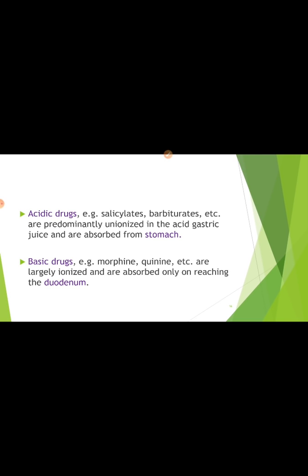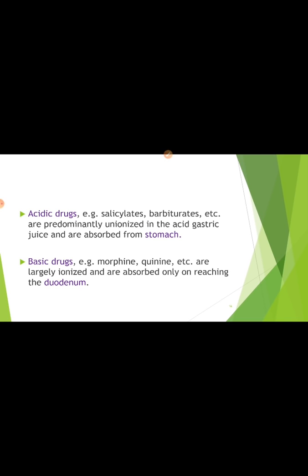Acidic drugs, for example, salicylates. An example of a salicylate is aspirin. I am sure everyone must have heard the name of aspirin and a few of you must have taken aspirin for headache. So aspirin is a type of salicylate. This is an acidic drug which is predominantly unionized in acid gastric juice. So an acidic drug in an acidic medium will remain unionized. Simple chemistry, there will not be any ionization. Hence, it is lipid soluble and it's absorbed from the stomach.